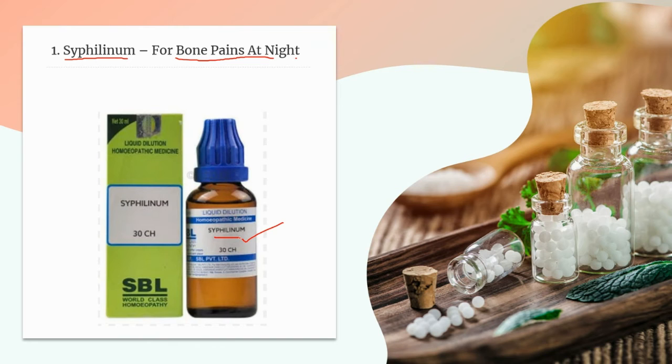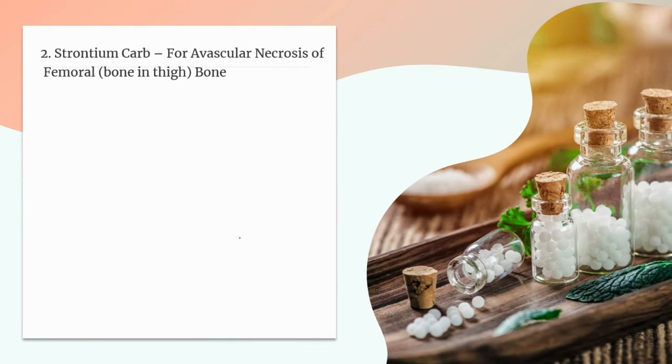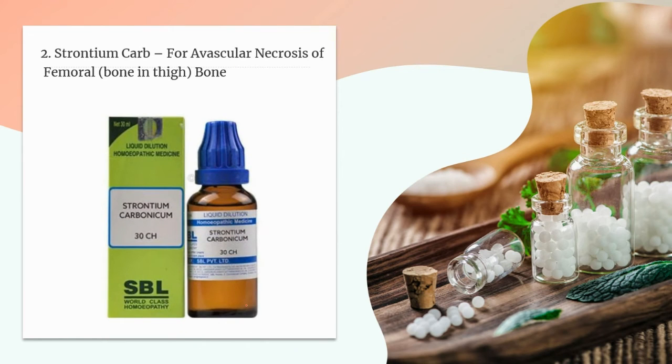Now, the second medicine for avascular necrosis we have is strontium carb. Strontium carb is a very excellent homeopathic medicine which is recommended for cases of avascular necrosis of the femoral bone, which is the bone in the thigh. Those needing it have worsening of pain in cold air. And besides avascular necrosis, it is a prominent medicine to deal with cases of weak and brittle bones which are prone to break easily.